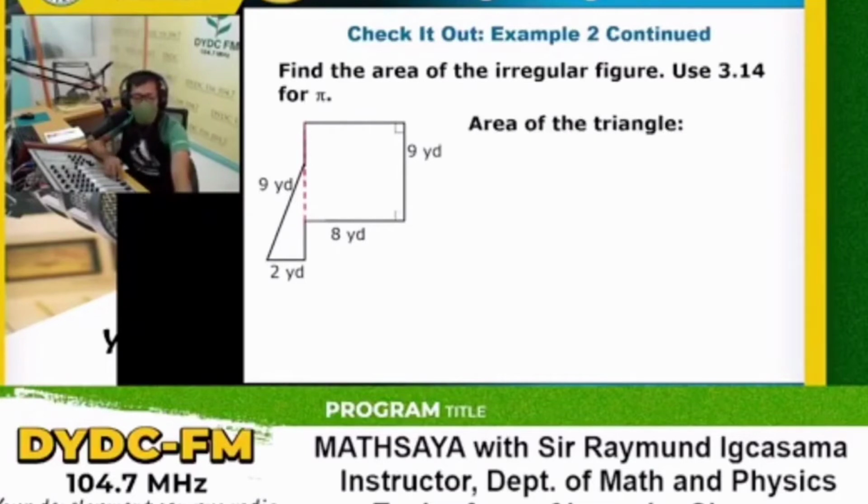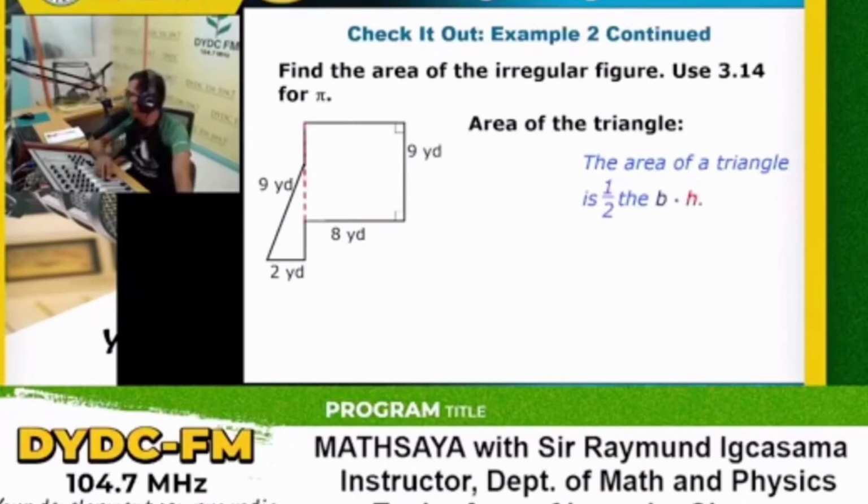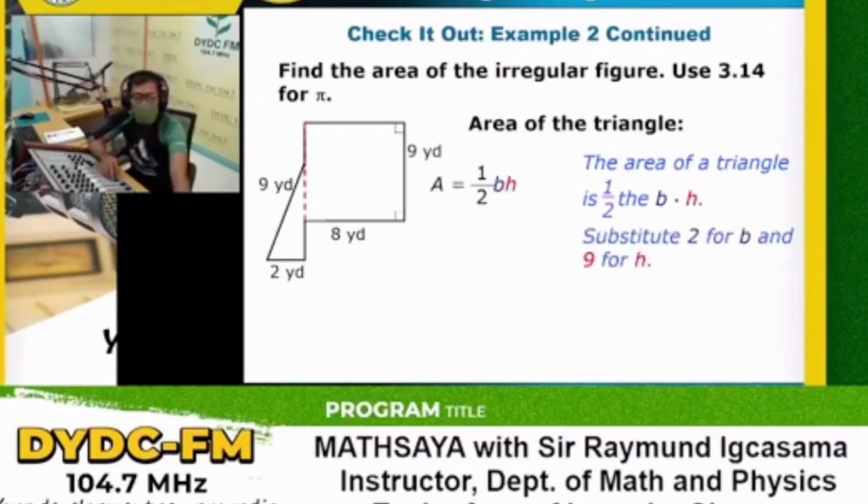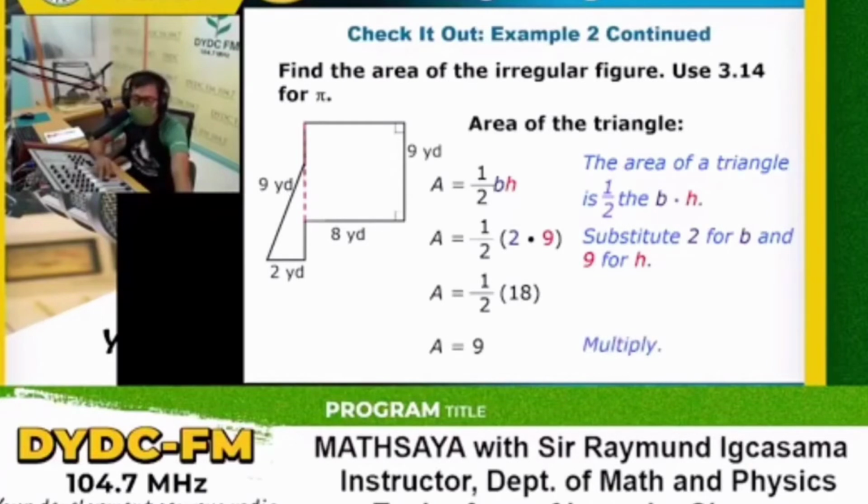And now for the second figure, we can have the triangle. The area of the triangle is given by one-half the product of base and height. The base is equal to 2 and our height is equal to 9. So 2 times 9 is 18, and half of 18 is 9. So the area of this triangle is 9.